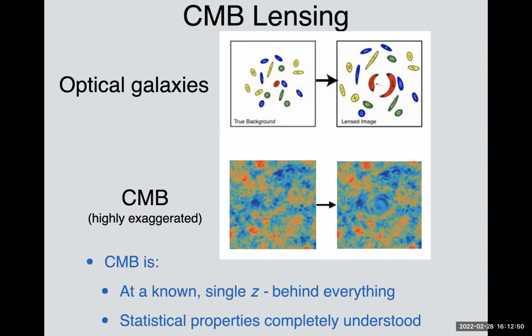There are some advantages to the cosmic microwave background compared to optical galaxies. We know its redshift. Unlike with optical galaxies, where experts have to worry about the distribution of where those galaxies are, we know exactly the redshift of the CMB, where it's coming from. It's at a single redshift, and it's behind everything. Like I said, it's the farthest that we'll ever be able to see in the universe. So every piece of mass in the universe is in principle lensing the cosmic microwave background, no matter where it is. And the statistical properties of these hot and cold spots are completely understood.